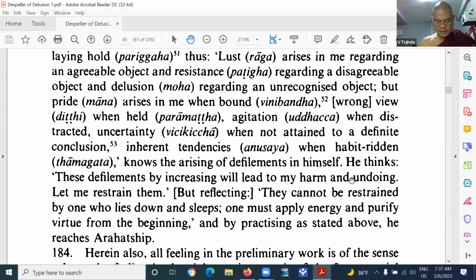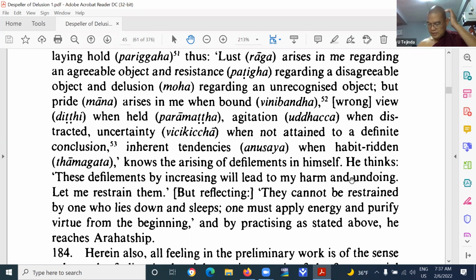Undo it. Will lead to my harm. So he will be harmed completely, or he will be harmed too much. No, how to say? So I should overcome. I shall overcome now, he said here. Let me restrain them.